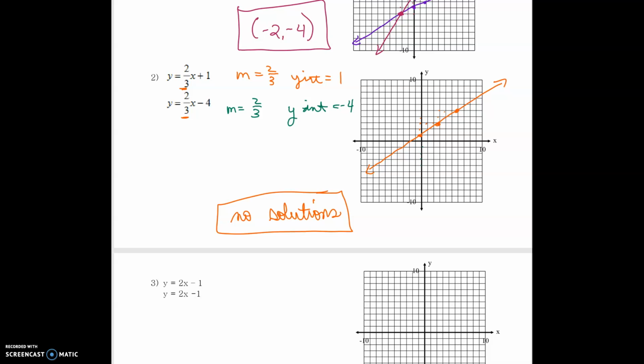1, 2, 3, 4. Up 2 over 1, 2, 3. Up 1, 2, 1, 2, 3. So now I have this line. Sorry, that didn't go through my points. It should. Okay, so then there's your answer.